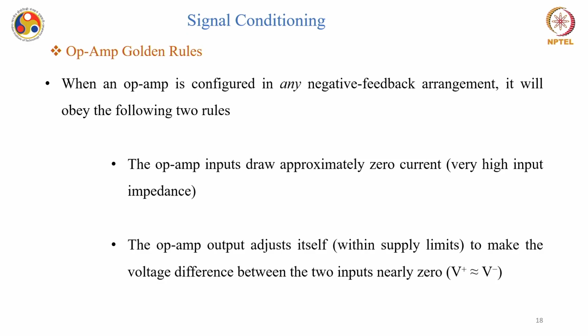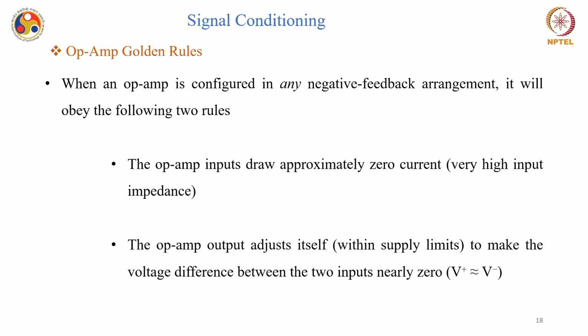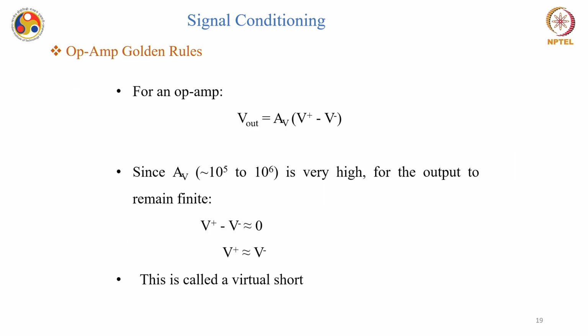circuitries. So there are two important golden rules associated with the op-amp, particularly when it is configured in a negative feedback arrangement. First rule is that the op-amp input draws approximately zero current, meaning that your input impedance is so high that it is not allowing it to draw any current. And the second important rule is that the op-amp output adjusts itself to make the voltage difference between the two inputs nearly zero. Of course, this has to be done within the supply limits. We'll understand it in more detail.